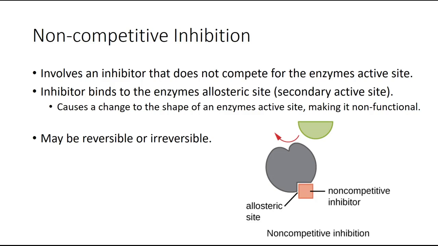These types of interactions can be reversible or irreversible. If we change the conformational shape too much, a lot of times it is irreversible, but most of the time when we add these non-competitive inhibitors to the allosteric site, it causes a temporary change which can become reversible as soon as the non-competitive inhibitor jumps off or is removed. And we'll talk a little bit more about this in a minute.